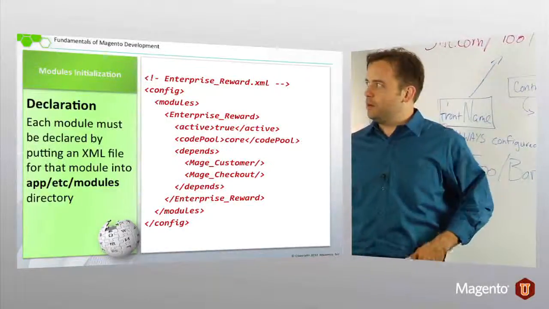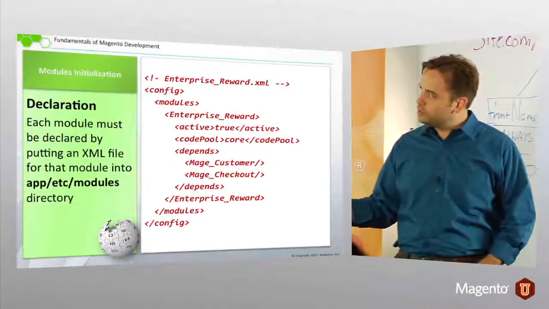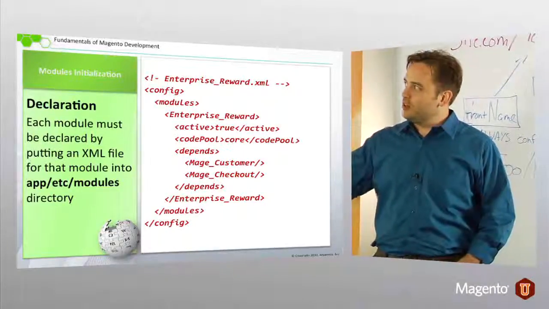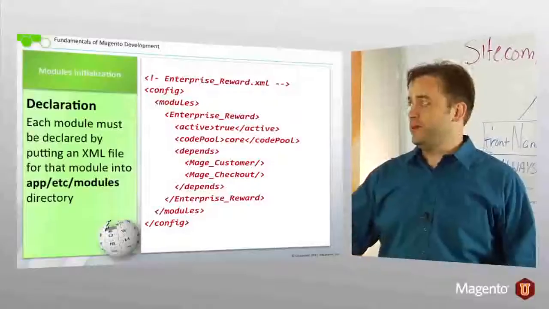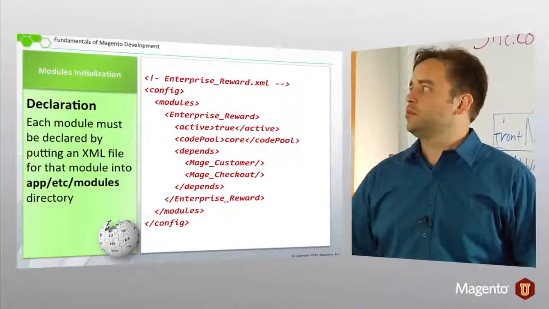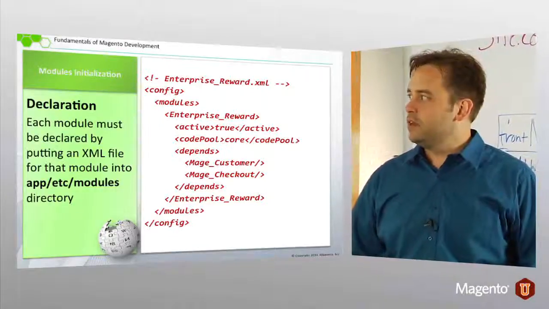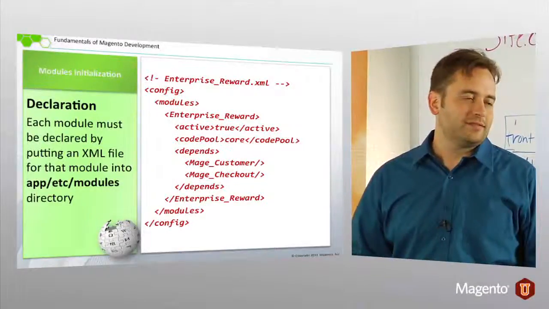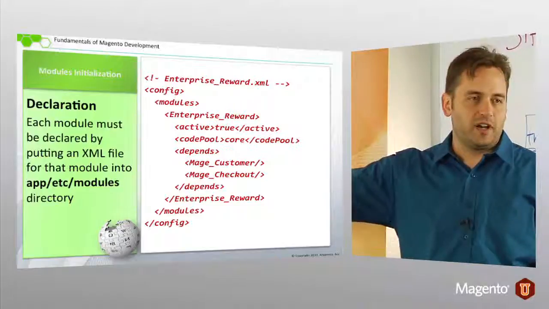And in here, we have our active flag, we have our code pool. So config modules, and then our path in the file system here, our active flag, which code pool we operate in, and any dependencies that we want to declare. That's what you put in these files.